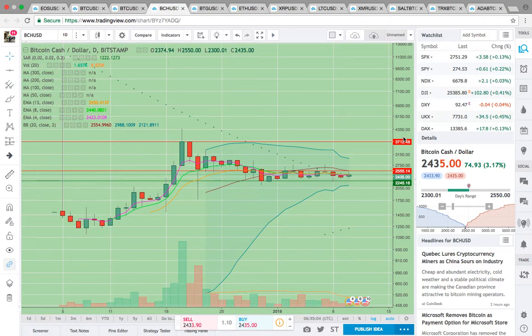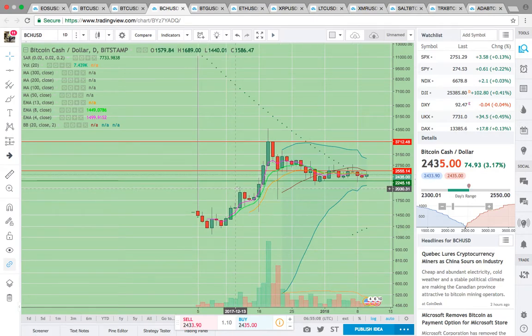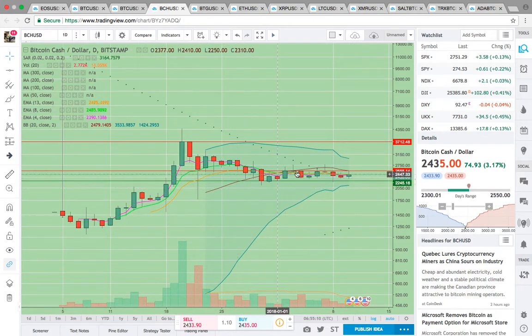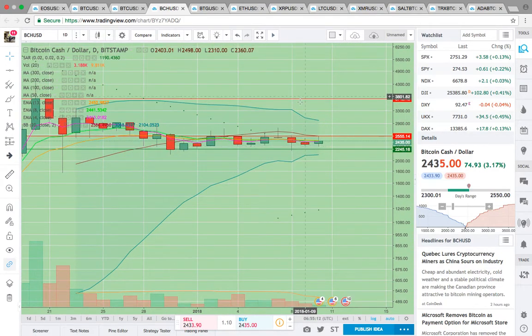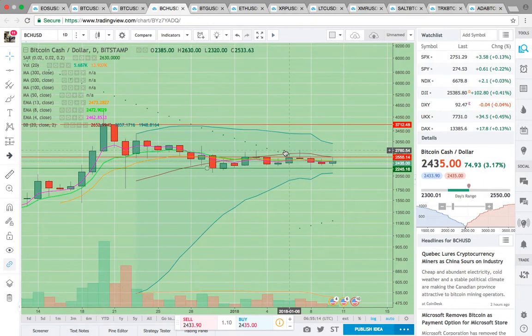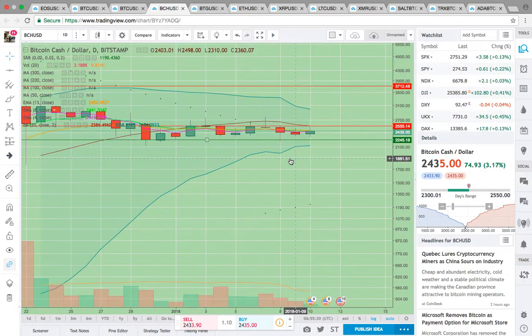Okay, so look at Bitcoin Cash. Okay, this is the Bitstamp chart. As you can see, this has not been charted for very long. It has tight Bollinger Bands right now. And then not only are the Bollinger Bands tight, this is the upper Bollinger Band, this is the lower Bollinger Band, but it's in a very tight channel right now.